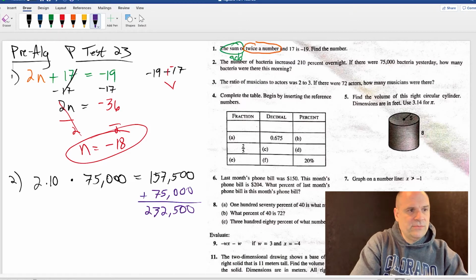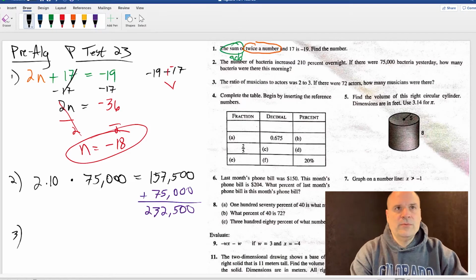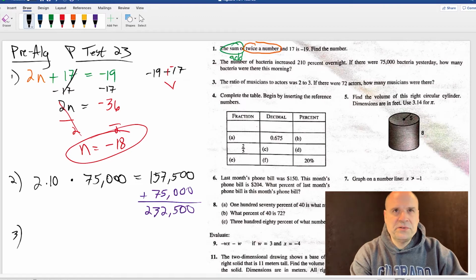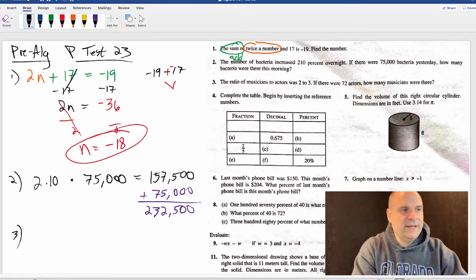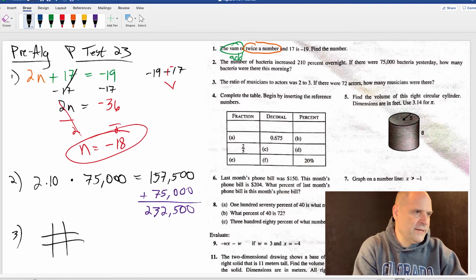All right, number 3. We can do this. The ratio of musicians to actors was 2 to 3. If there were 72 actors, how many musicians were there? When you don't know, tic-tac-toe. This is our ratio column, and this is our actual number column.